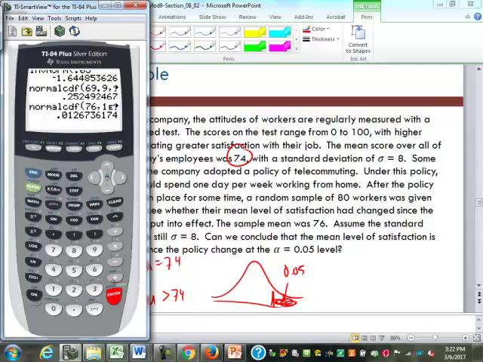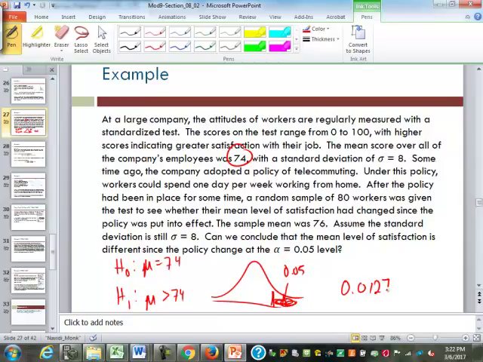Which gives us 0.0127. That is less than our confidence level, so we are going to reject here.